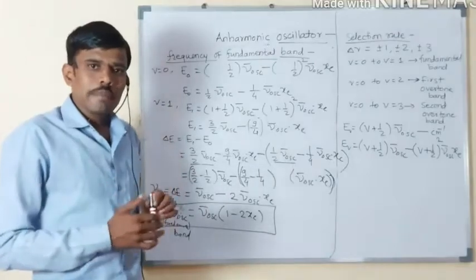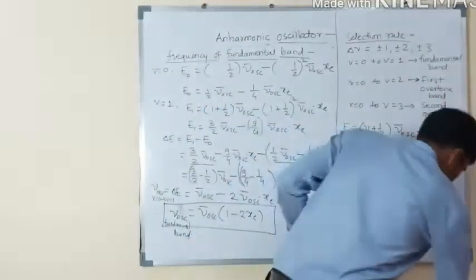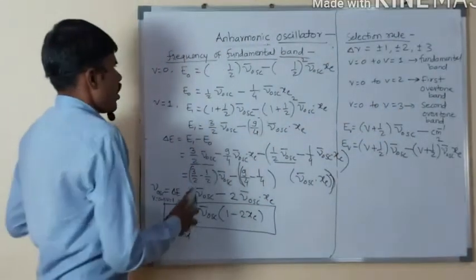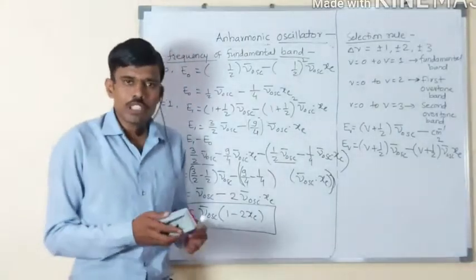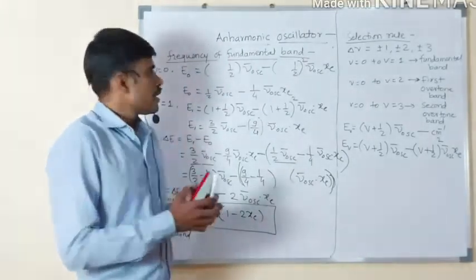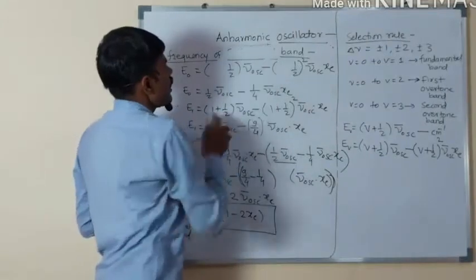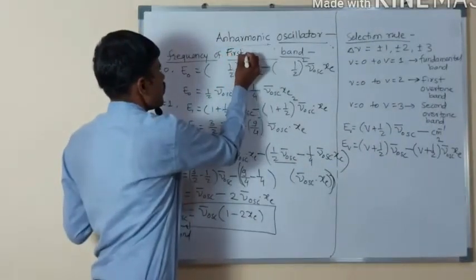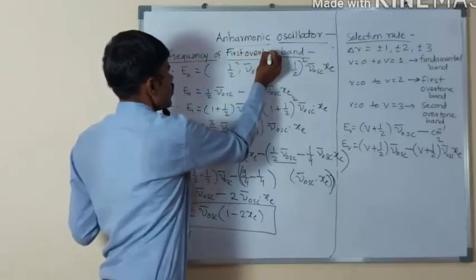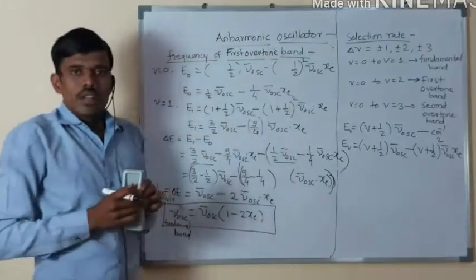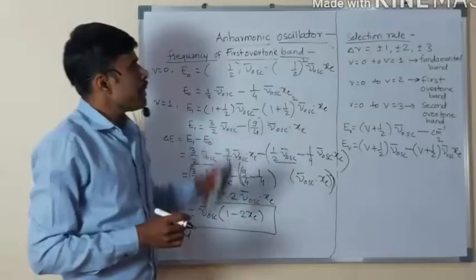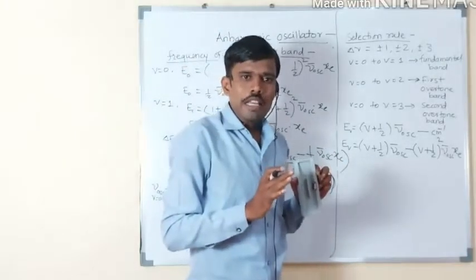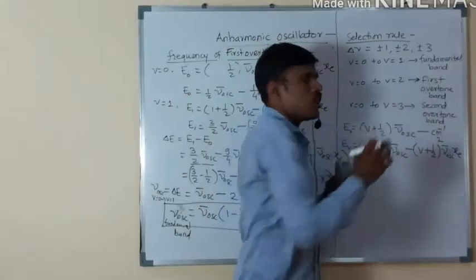So how to calculate the frequency of first overtone band? For the frequency of first overtone band, transitions are taking place from v equal to 0 to v equal to 2.